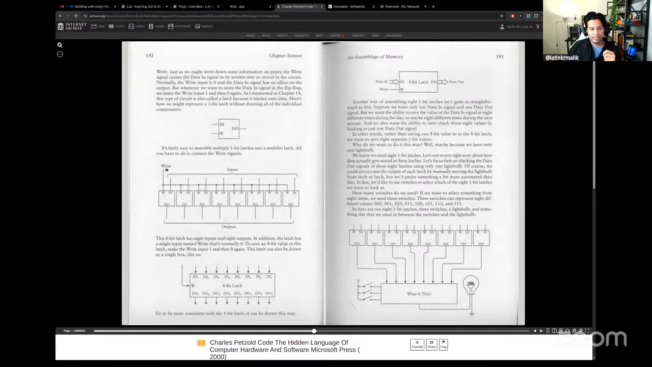In that case, instead of doing this in parallel, we will basically isolate the write switches, right? That's the natural way of thinking. So we know that we need 8 1-bit latches. Let's not worry right now about how data actually gets stored in these latches. Let's focus first on checking the data out signal of these 8 latches using only one light bulb. Of course, we could always test the output of each latch by manually moving the light bulb from latch to latch because it is storing the value, right? So if I move the bulb, it will light up or it will not light up.